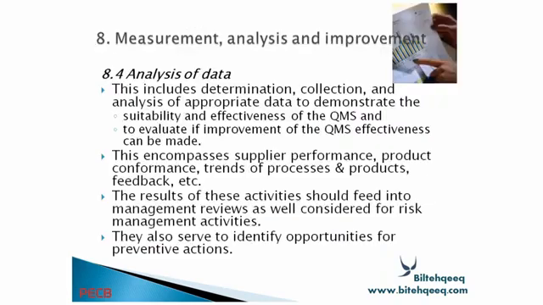The 8.4 is related to the analysis of data. This includes determination, collection, and analysis of appropriate data to demonstrate the suitability and effectiveness of the quality management system, and to evaluate if improvement of the quality management system effectiveness can be made. This encompasses supplier performance, product conformance, trends of processes and products, and feedback. The results of these activities should feed into management review as well as be considered for risk management activities. They also serve to identify opportunities for preventive action.